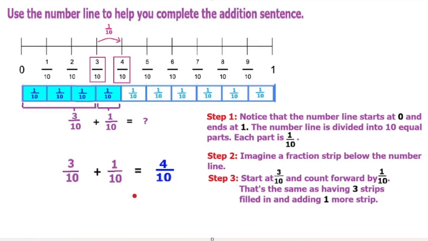The easy thing to remember is when you're adding fractions and the denominator is the same, you just add these two numbers together and then you keep the same denominator. And it's that simple. And don't worry if you don't get this right away.